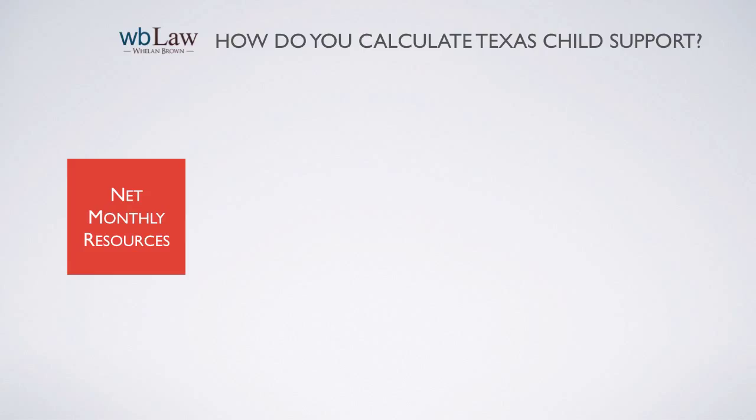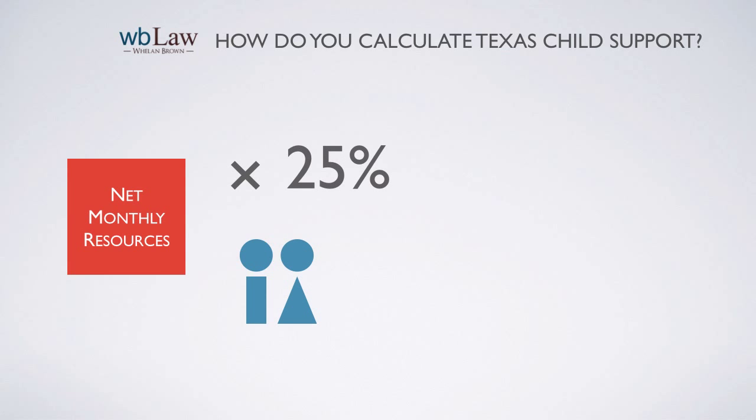So once you have that number, what do you do with it? Well, you multiply it by a percentage based on the number of kids in the case. 20% for one child, 25% for two children, 30% for three, 35% for four, and so on. That percentage number ends up being capped by the actual needs of the number of children in the case. But if you have fewer than 6 kids, you should probably expect to pay the standard percentage.